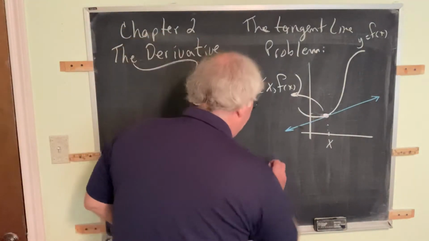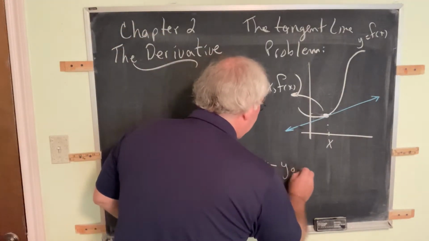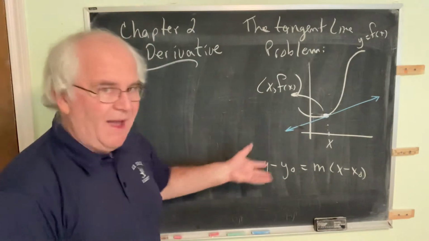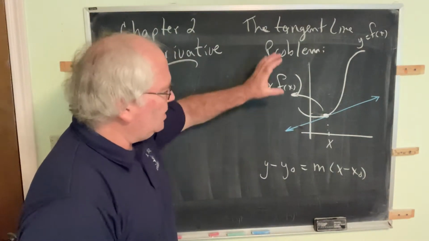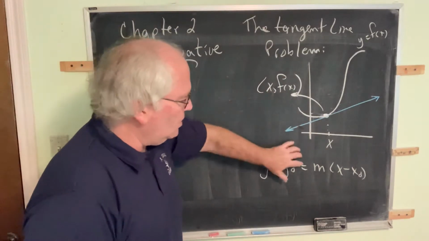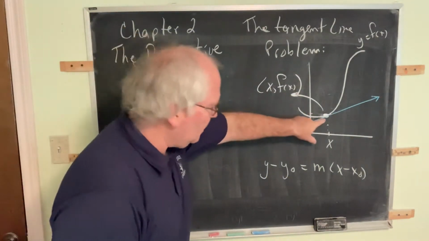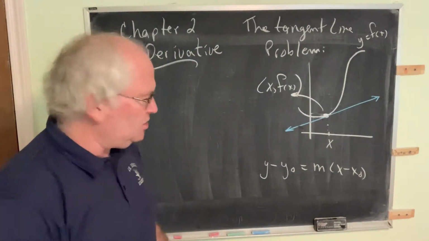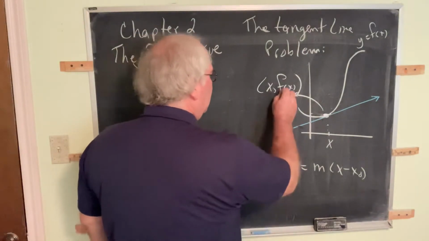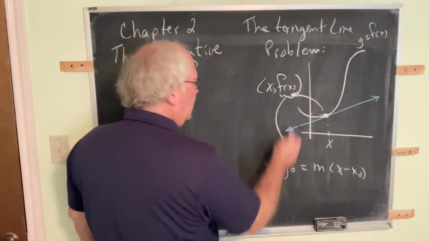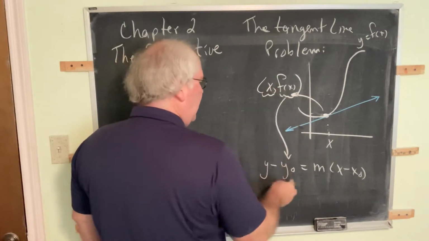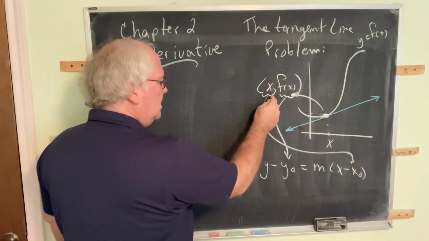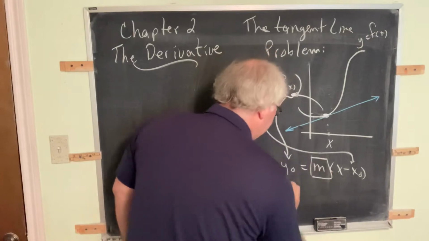Now, one thing we recall is this: y minus y0 is equal to m times x minus x0. This is the point slope form from way back in basic algebra. And so if you're given a point that lies on the line and the slope of the line, then this is the bridge to finding the equation of that line, where y0 is the y coordinate of the known point, x0 is the x coordinate of the known point, and m is the slope.